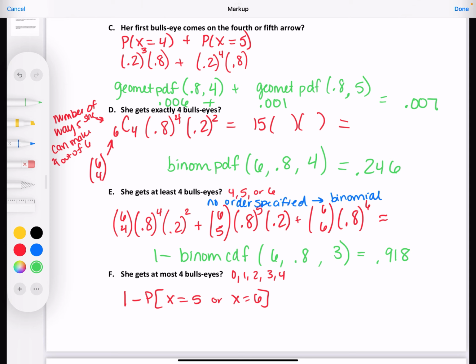So now, remember, binomial CDF adds up everything up to that point. So I don't need to do 1 minus since I only care about 0 to 4. If I cared about 5 and 6, I would have to subtract 1 minus 0 to 4. I care about 0 to 4, so this time I don't need to subtract. So binom CDF 6, 0.8, and 4, and that's going to give me the value that I'm looking for.